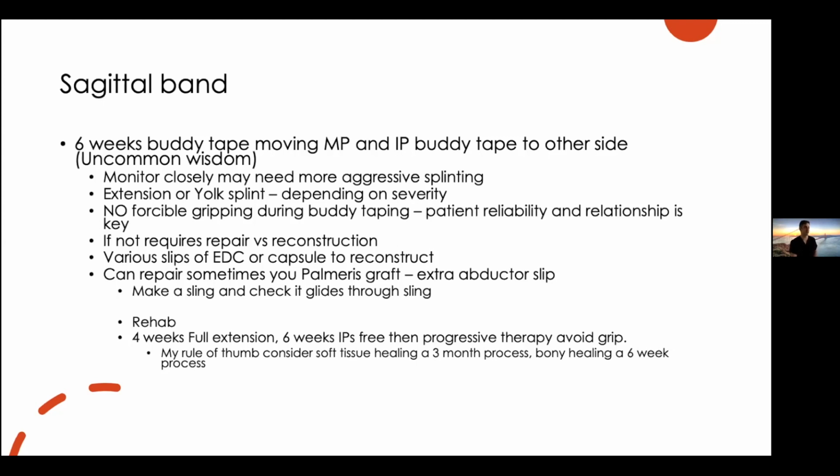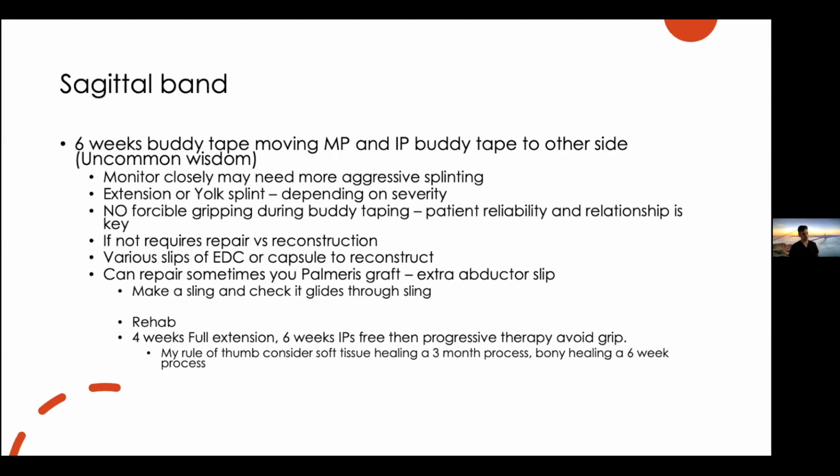There are many different procedures for this. They all work pretty well, but it's various slips of the capsule or EDC looped around. I actually like to take a palmaris graft and loop it around. You have to sew it to the same side that's injured, loop it around the tendon, and bring it back. I think it works very reliably. It's maybe a little bit closer to how you reconstruct the pulley. You have to be careful that the slip is small enough that it doesn't cause bulky scarring.